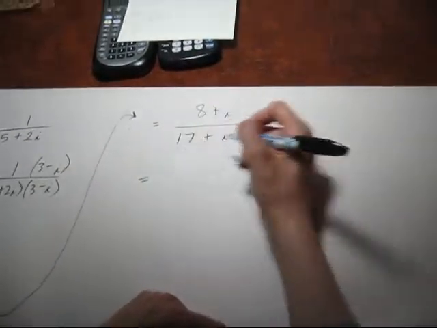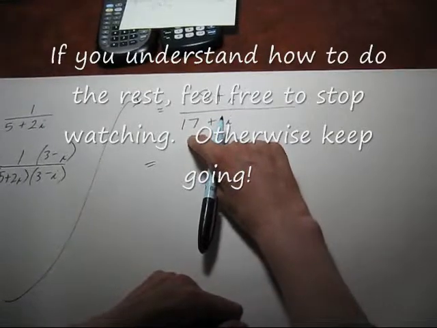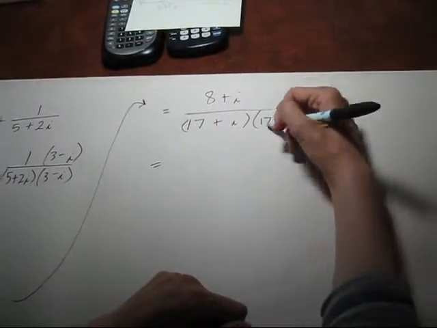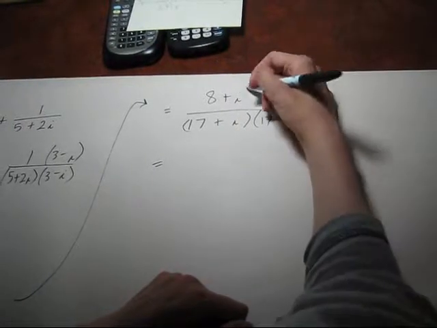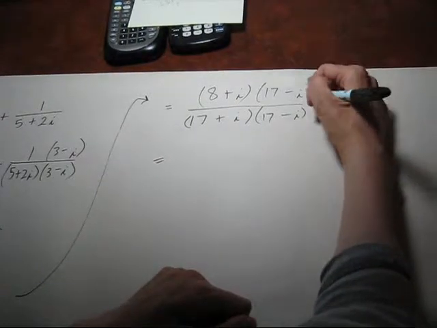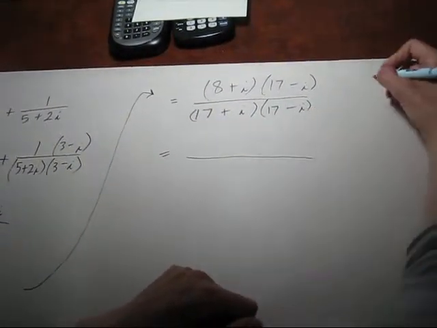Now we need to rationalize the denominator. So we'll multiply by the conjugate of the denominator and do that in the numerator also. So this will be 17 minus i up in the numerator also. Okay. So 8 times 17.